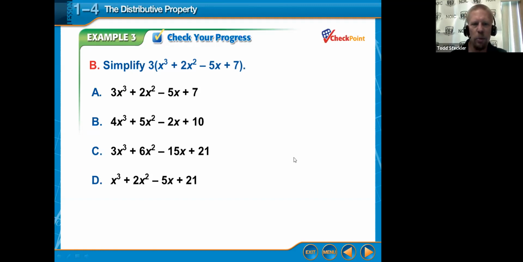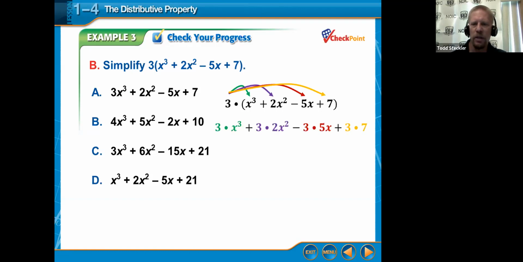Let's simplify 3 open parentheses, x cubed plus 2x squared minus 5x plus 7. Again, we're going to do this using the distributive property. So we have 4 different multiplications to do. 3 times x cubed plus 3 times 2x squared minus 3 times 5x, and then plus 3 times 7. And if we do that, 3 times x cubed comes out to be 3x cubed. 3 times 2x squared comes out to be 6x squared. 3 times 5x is 15x. And then 3 times 7 is 21. And that answer choice is letter C.